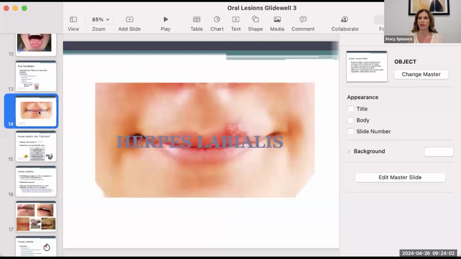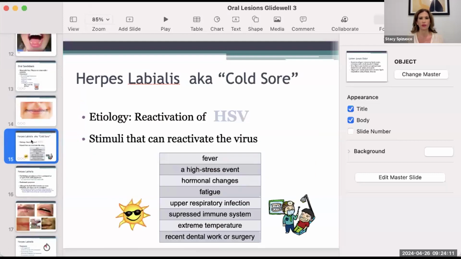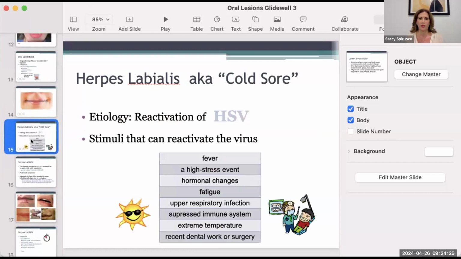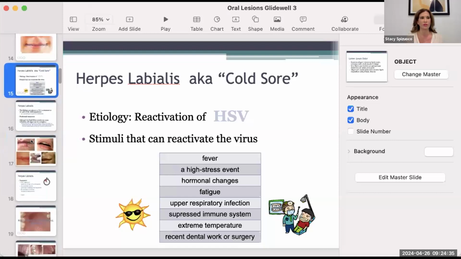Next, this is something that we see often too, herpes labialis. That's from the herpes simplex virus on the lips, outside the mouth. Patients come in with these cold sores or sun blisters. It's a reactivation of the herpes simplex virus that lays dormant. Ways that this virus can be reactivated are from certain stimuli, such as a fever, high stress event, hormonal changes, fatigue, upper respiratory infection, suppressed immune system, extreme temperature, and also recent dental work. Sometimes the cotton roll or the suction is in that area and it causes the virus to reemerge.